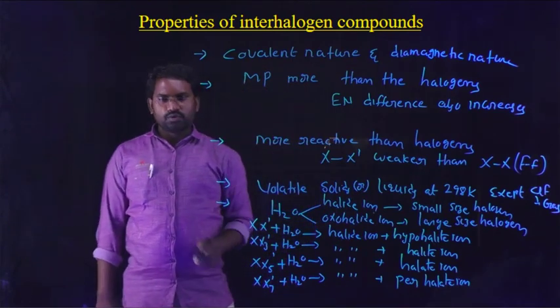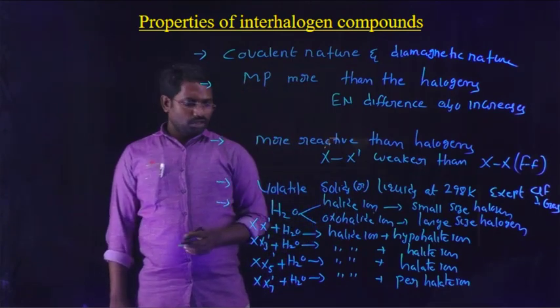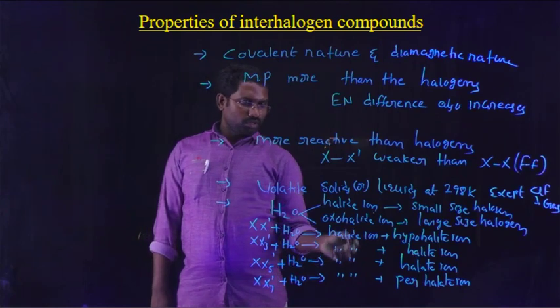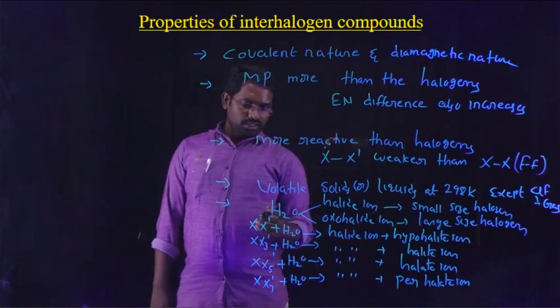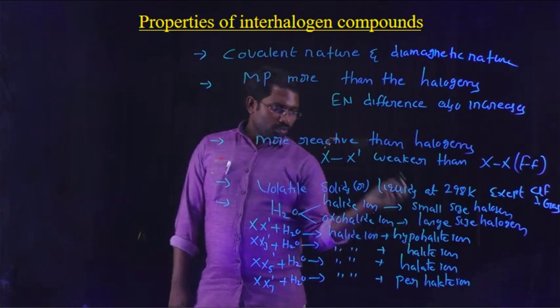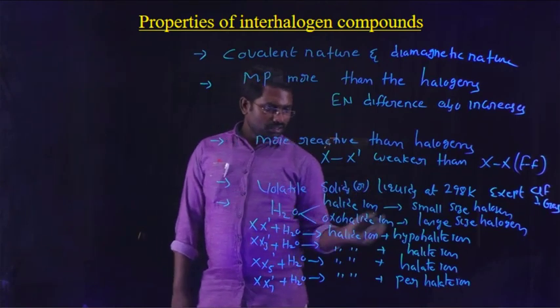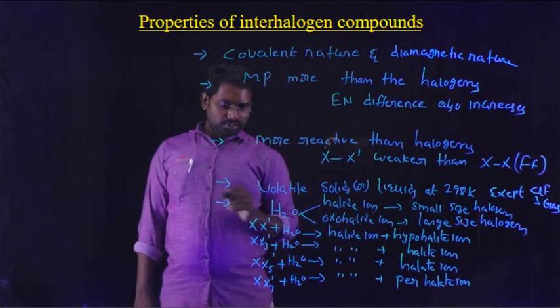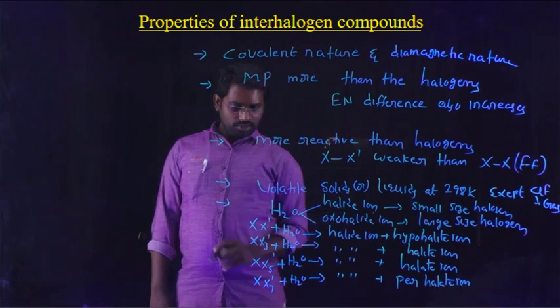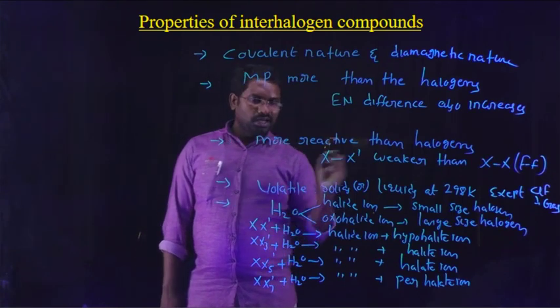So these are the four types of interhalogen compounds dissolved in water, commonly forming halide ion. In case of XX', hypohalite ion. In case of XX3, halite ion. In case of XX5 type, halate ion. In case of XX7, perhalate ion.